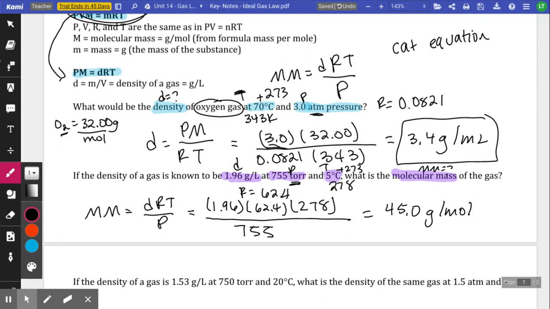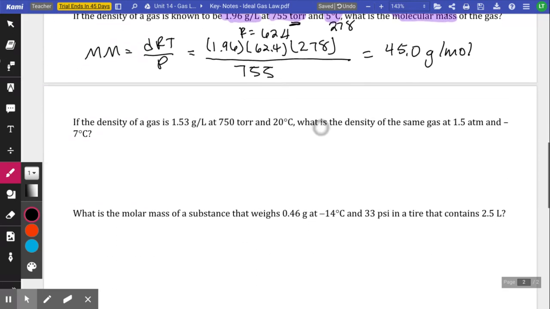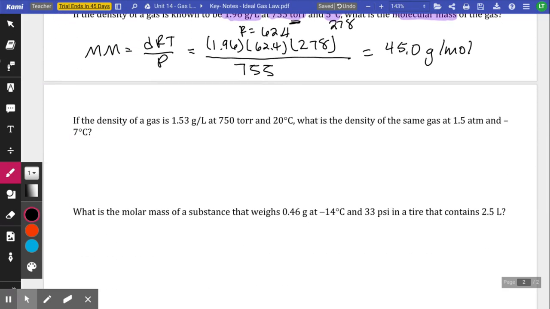Okay, guys, two more problems. These next two are a little trickier. They're not super hard, but they're just a little trickier. So let's go ahead and get started.